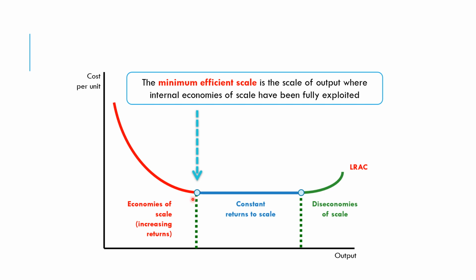So the minimum efficient scale is the scale of output where internal economies of scale have been fully exploited. So we've exploited all the economies of scale, and we've got here to our minimum efficient scale. That's the point at which we start to be as low cost as possible.